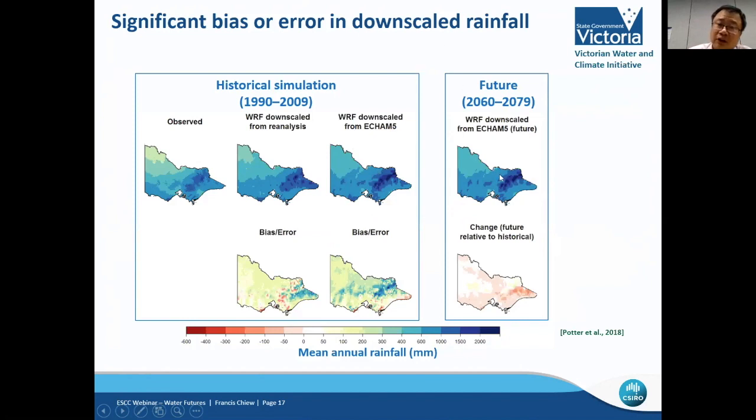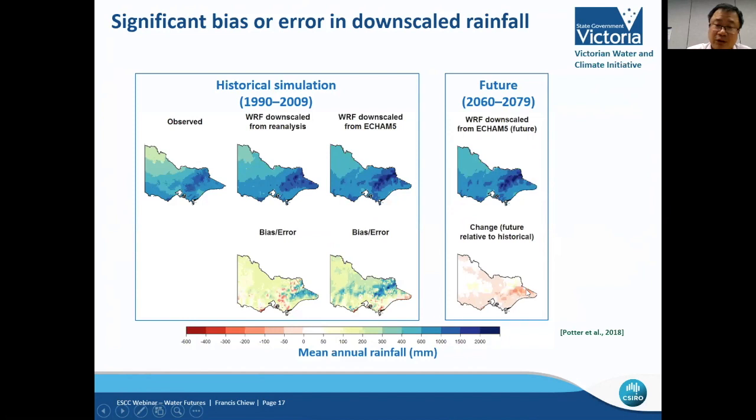Now we start having a look at the future rainfall coming out again from the WRF downscale from ECHAM5 boundary conditions. So that is this minus this here. You're seeing these differences in the changes in future relative to historical rainfall. I've plotted all these on exactly the same scale. So what you're seeing is that the changes that we're talking about here are actually smaller than the biases that we are seeing in the data.